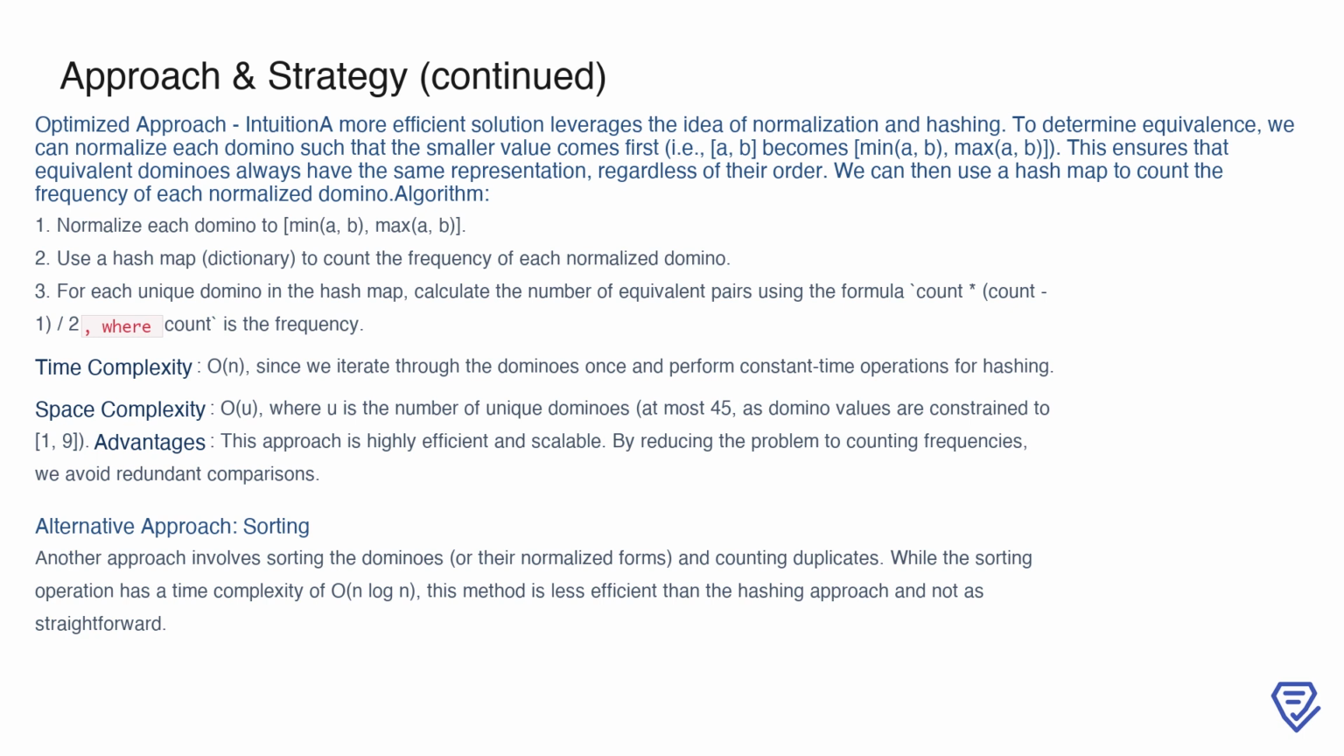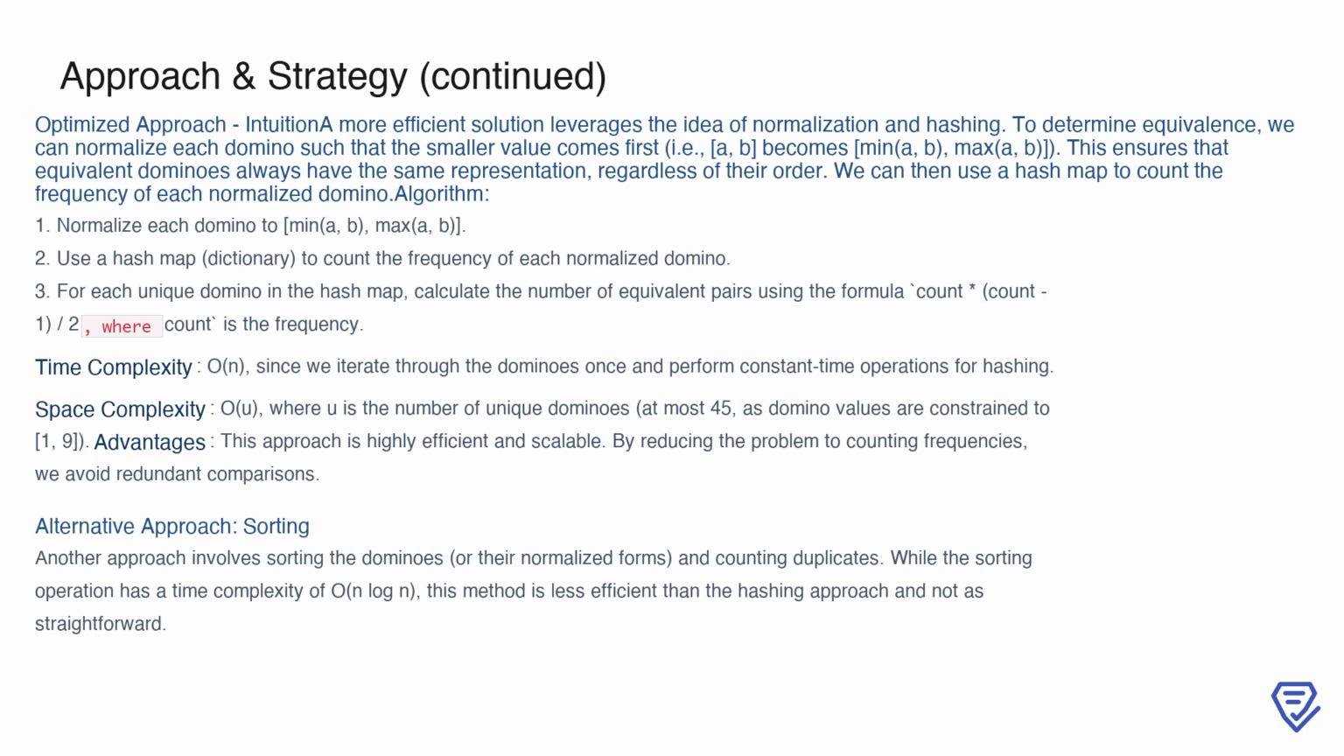The algorithm involves three main steps. First, normalize all the dominoes. Second, populate the hash map with the frequency of each normalized domino. And third, calculate the number of equivalent pairs for each unique domino using the formula count times (count minus 1) divided by 2, where count refers to the frequency.